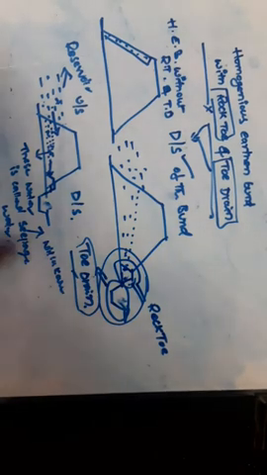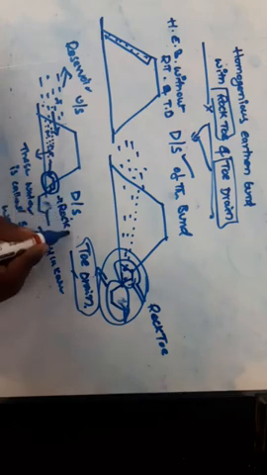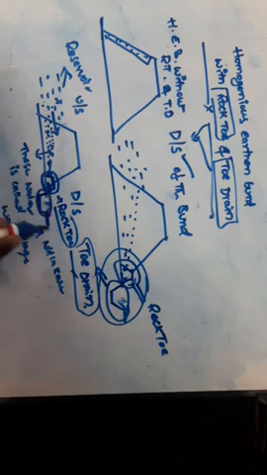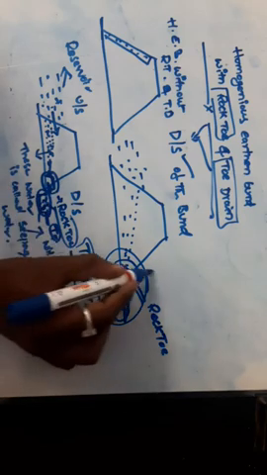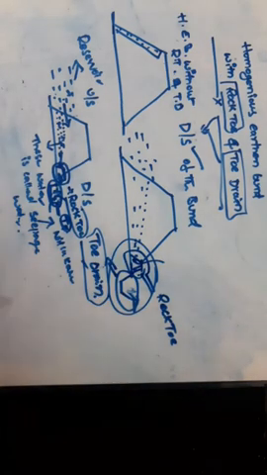Here this structure, that is rock toe, prevents the soil erosion. And this section is the toe drain. This structure collects the seepage water and sends it away from the earthen bund. Now we will practice the diagram.